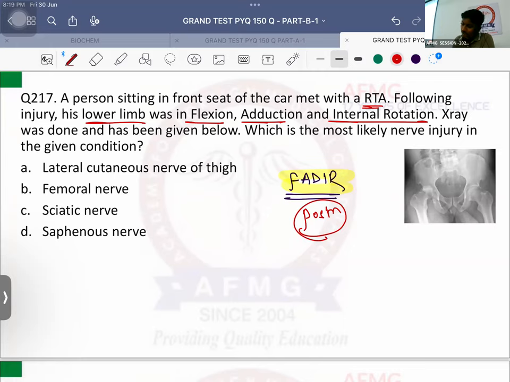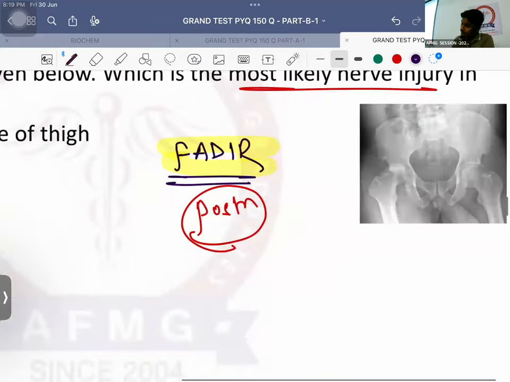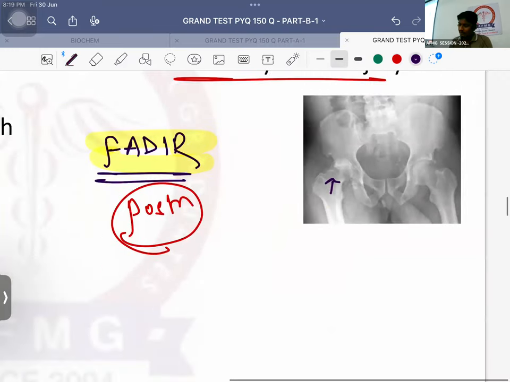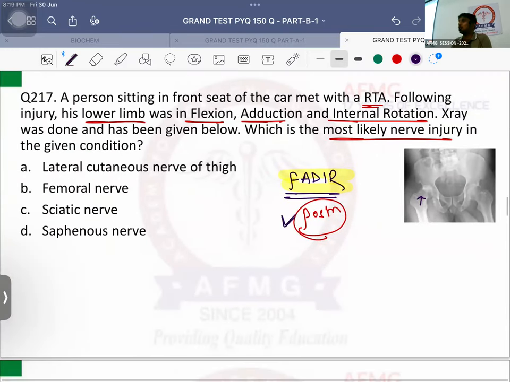X-ray was done and has been given below. Which is the most likely nerve injury in the given condition? Very good. As you can see, the head of the femur has been displaced posteriorly behind the acetabulum. So it is definitely a case of posterior hip dislocation. Most common hip dislocation is posterior, anterior, superior or central? Posterior hip dislocation, right? And the most common nerve injured, which goes behind the hip joint, is known as the sciatic nerve. It is the largest nerve of your lower limb.